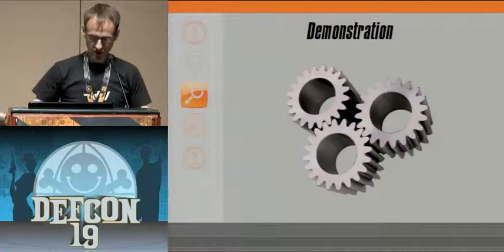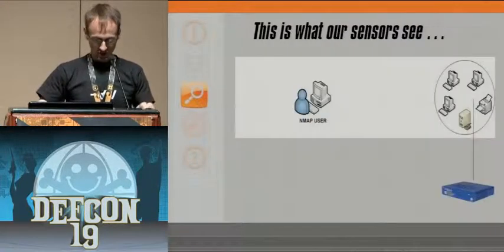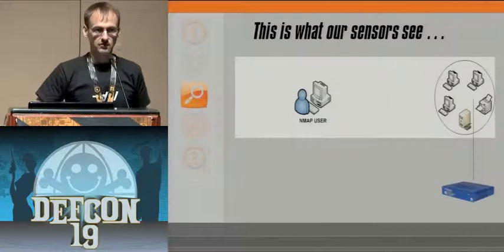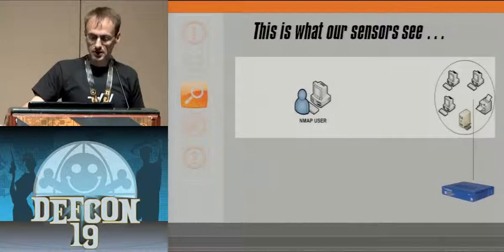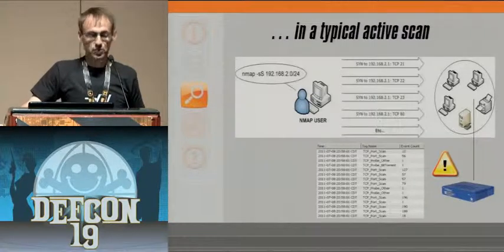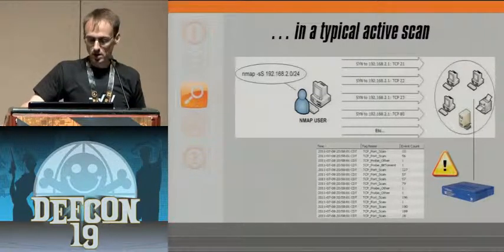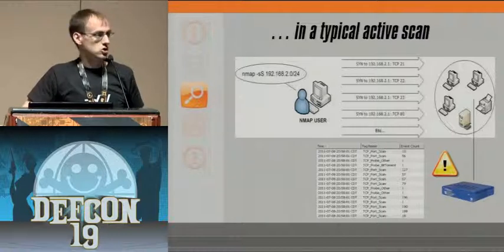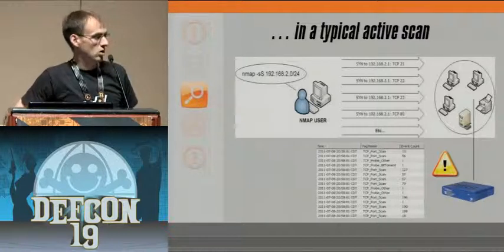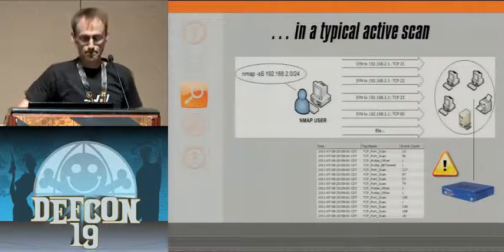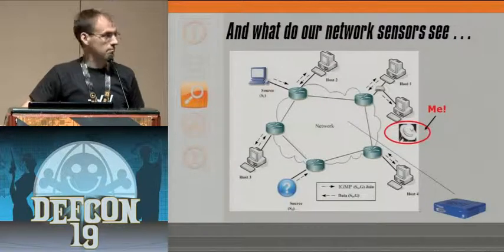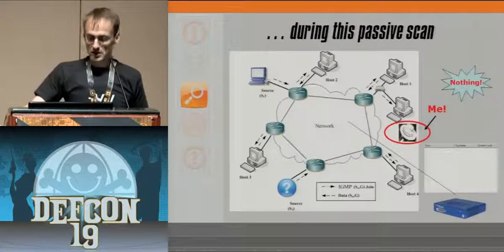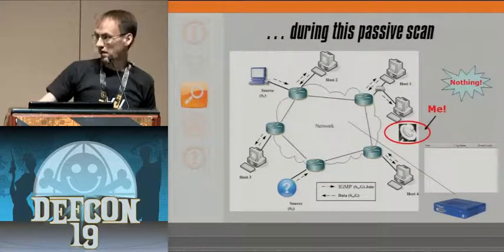All right, demonstration. I wanted quickly to take a look at comparing the active scan versus this type of passive scan. This is what our sensors see in a typical active scan, and that's our Nmap user there. It lights an IPS up like a Christmas tree. This is not even all of the signatures that fired. And what do our network sensors see? There's me there. During this passive scan, they see absolutely nothing.